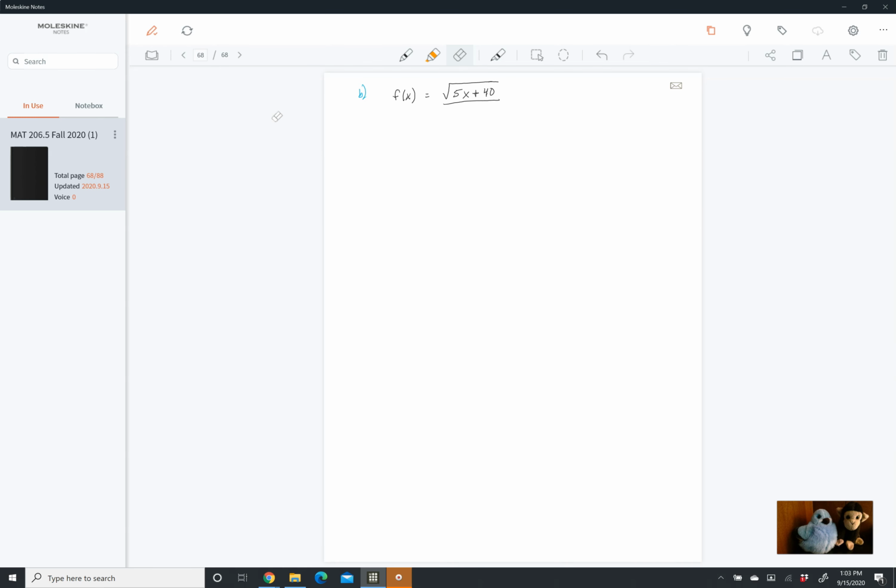So the square root of 5x plus 40, over 2x minus 8. I think we should be okay here. Again, we have two separate inequalities now. The radical is telling us 5x plus 40 must be greater than or equal to 0, and the denominator is telling us 2x minus 8 can't be 0.